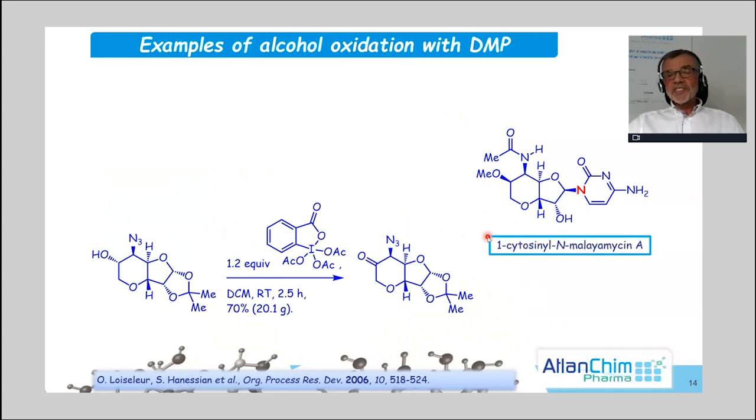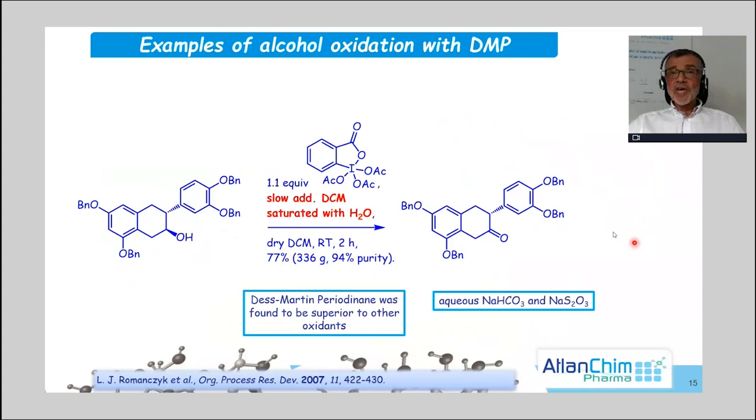In the synthesis of an N-analog of the naturally occurring malariamycin A, this bicyclic secondary alcohol was oxidized in classical conditions with Dess-Martin's reagent to afford this ketone in a 70% yield on 20-gram scale.